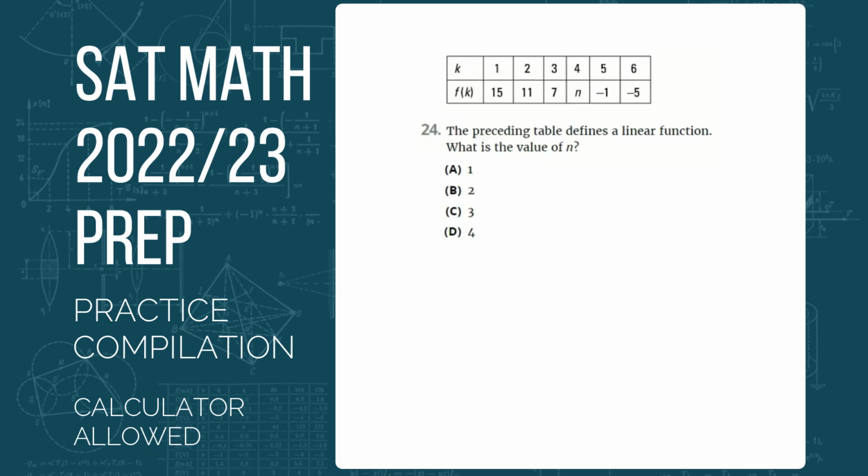The seating table defines a linear function. What is the value of n? Okay, let's look at this function. What's happening here? We have 15, 11, 7, n. Obviously, each value you're subtracting 4 to get the next value. So 7 minus 4 is 3, so n will be equal to 3. This was so easy, n is equal to 3.